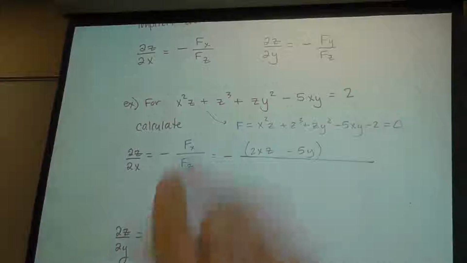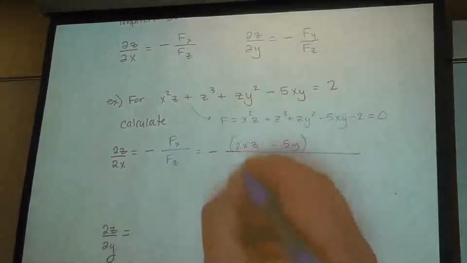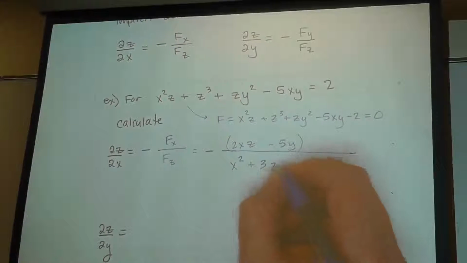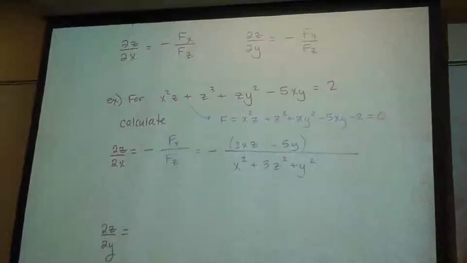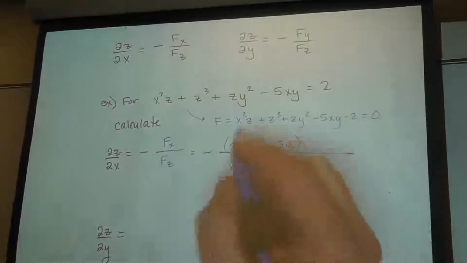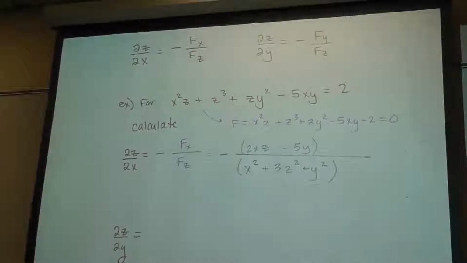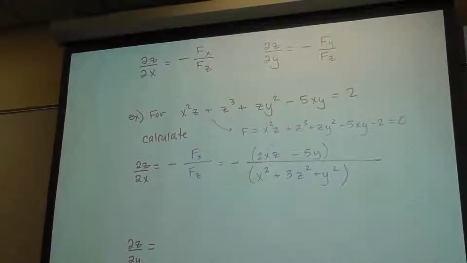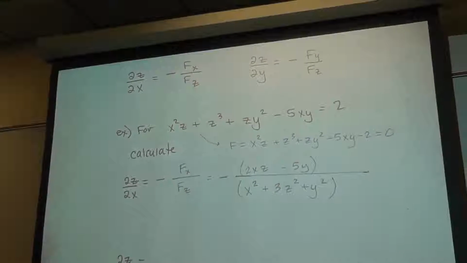Divided by F's partial with z, which one term at a time, that's going to be x squared plus 3z squared plus y squared, and then everything else goes to 0 because you have no more z's left. So that is your implicit derivative of z measuring rate of change with respect to x. So it's technically a partial derivative on something that's not really a function.